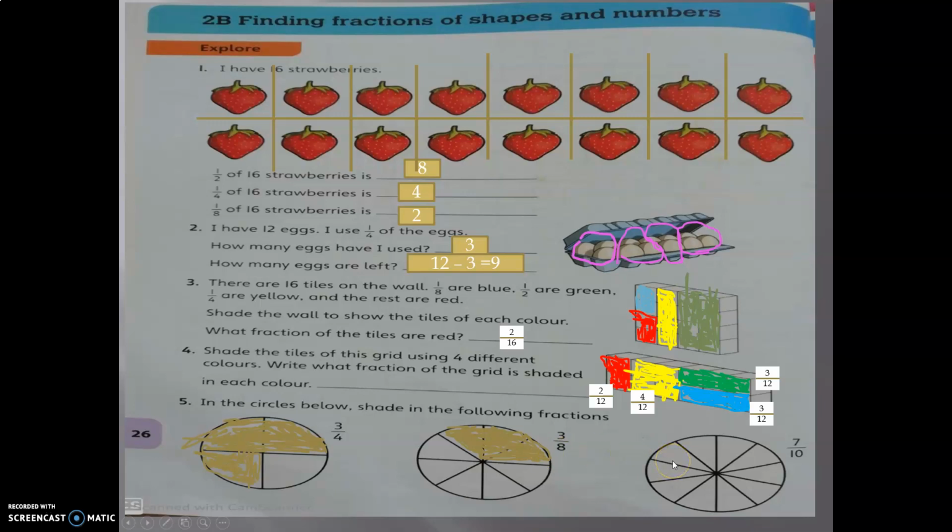And the last shape, you don't have to count the equal parts, you just look to the denominator so you understand they are 10, and you need to color only 7 out of 10 or 7 over 10. So we finished our page number 26. I wish that you understand everything, and don't forget the denominator is always the total number of the equal parts you have.